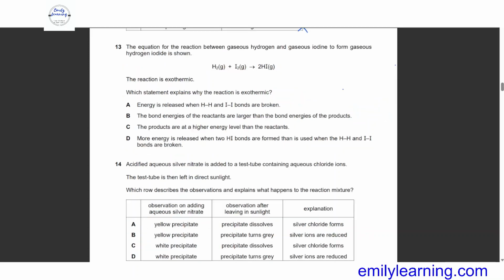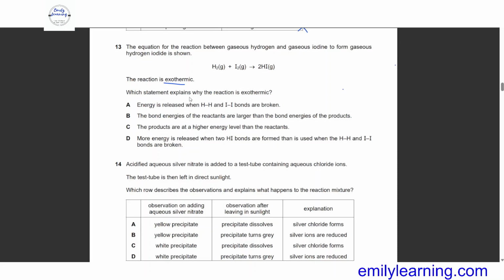Now let's move on to question 13. In question 13, you are given the equation for the reaction between gaseous hydrogen and gaseous iodine to form gaseous hydrogen iodide. The reaction is exothermic. So if the reaction is exothermic, we know quite a number of things, right? We know that the bonds formed are stronger than the bonds broken. We know that H2 and I2 are at a higher energy level than HI. We know that the temperature increases because it's an exothermic reaction and energy is given out.